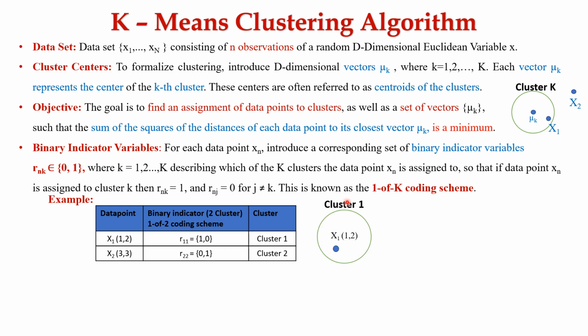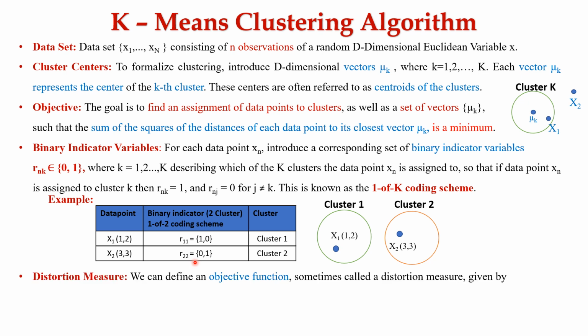So this is the pictorial representation, where the data point x1 belongs to cluster 1 and the data point x2 belongs to cluster 2. So this is what is represented in the binary indicator.